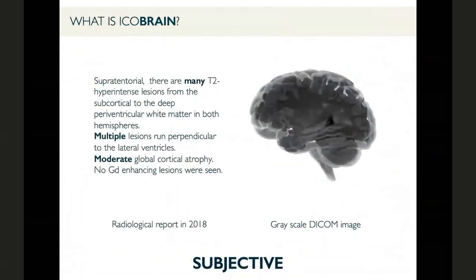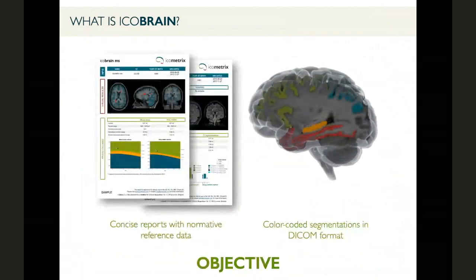So the next slide is an example of a section in a typical radiological report of an MS patient, where the presence of lesions and atrophy is reported in a rather subjective way. With icobrain, we really want to provide an objective framework by means of a report with normative references data on one hand and color-coded segmentations on the other hand to help you incorporate objective metrics in an otherwise very tedious and subjective assessment.